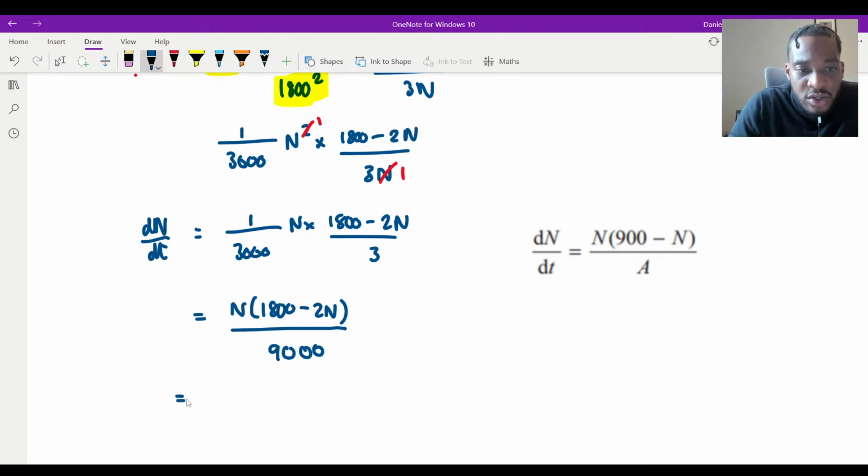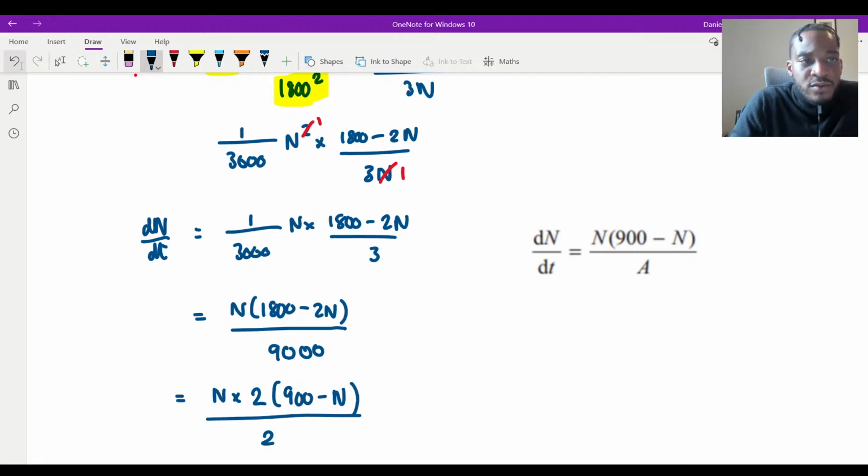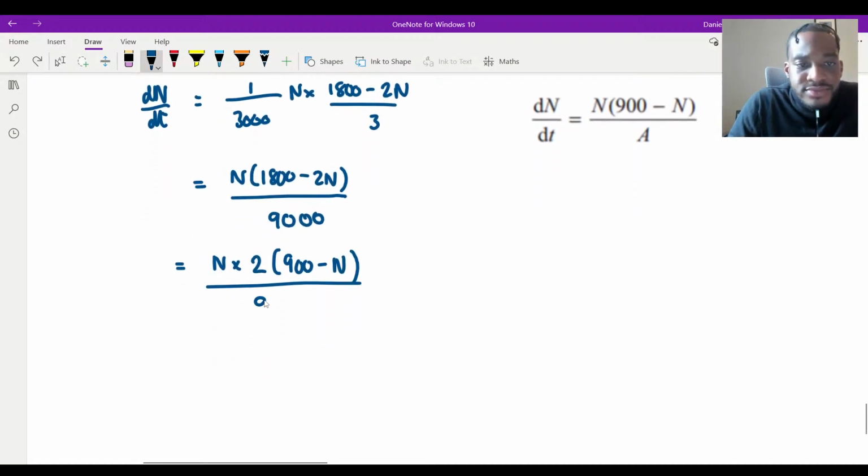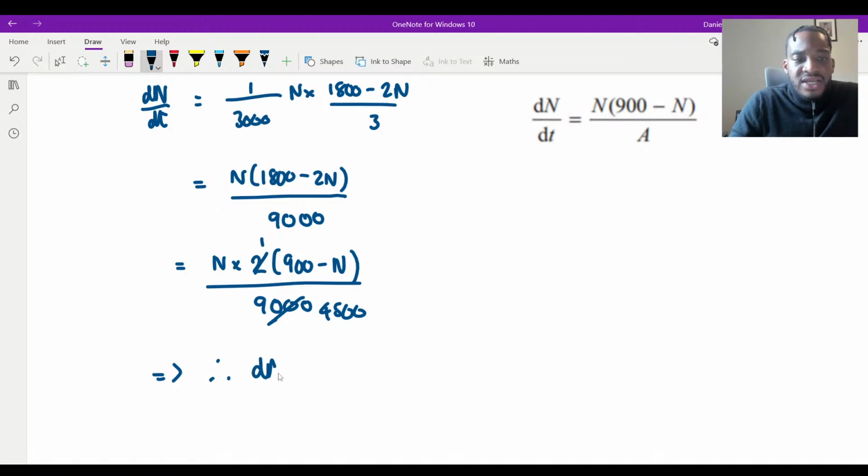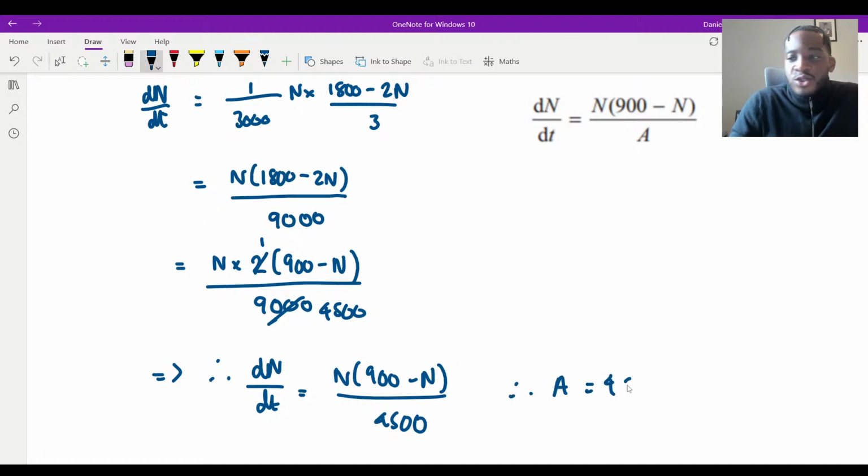Because if I take out that 2, it's going to be n multiplied by 2 bracket 900 minus n over 9000. And then what happens here? Well, goodbye. That's going to be 4500. So therefore, the dn by dt is going to equal n bracket 900 minus n over 4500. And the constant a, we can see quite clearly, a must be equal to 4500.